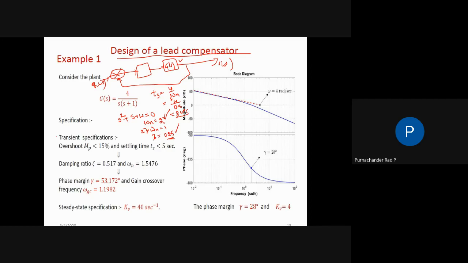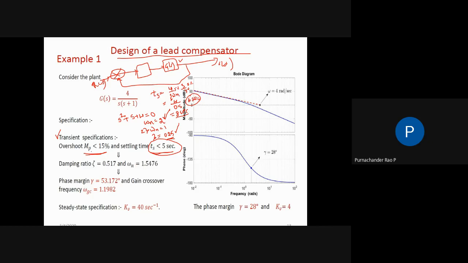But what are the requirements now? The peak overshoot should be less than 15%, and the settling time should be less than 5 seconds. If you take 3 by zeta omega n, it is going to be 6 seconds. This is with 5% error, and the 4 by zeta omega n is with 2% error. So the settling time is 6 seconds, but the requirement here is 5 seconds. And with these specifications, your damping ratio will be 0.15.